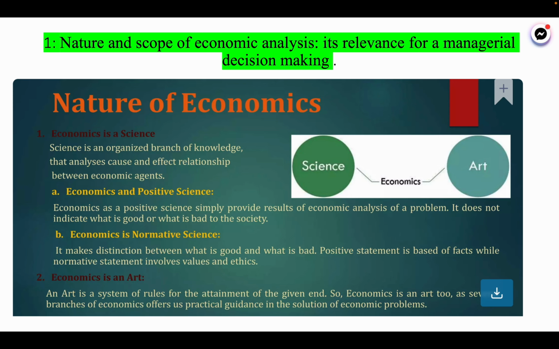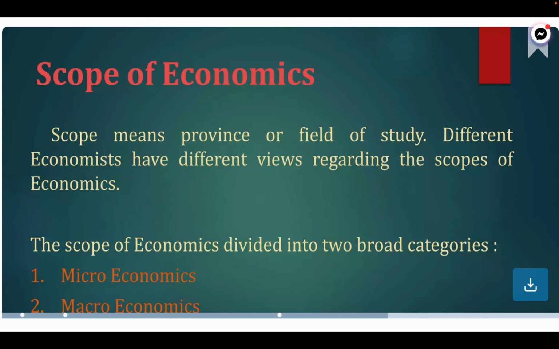But on the other hand, economics as a normative science makes a distinction between what is good and what is bad. A positive statement is based on fact while a normative statement involves value and ethics. In other words, economics is an art, a system of rules for attainment of a given end. So economics is an art too, as a branch of economics offers practical guidance in the solution of economic problems.